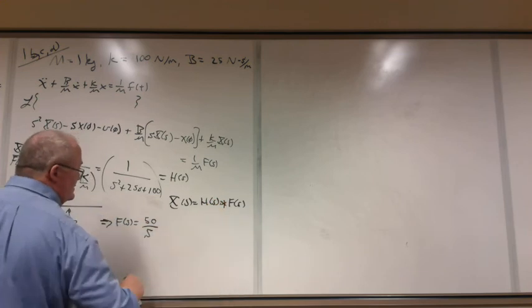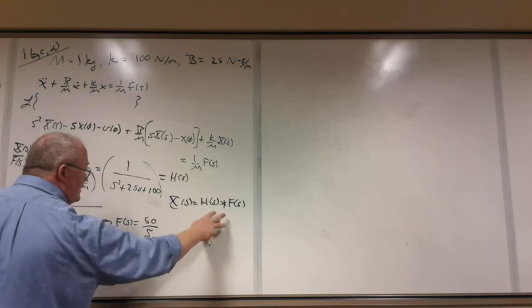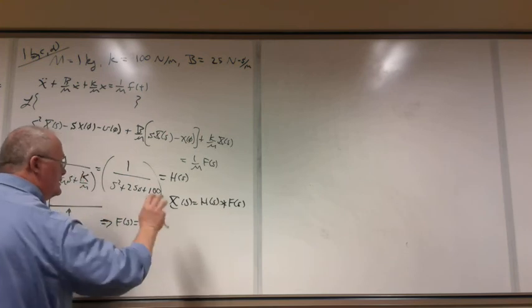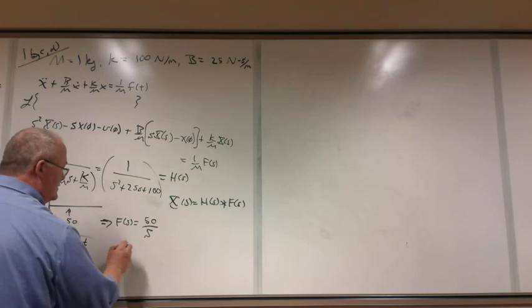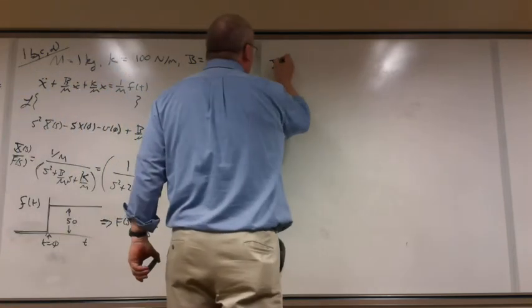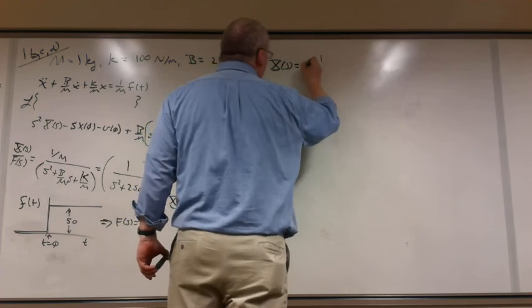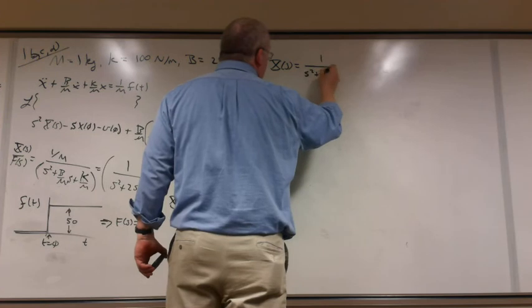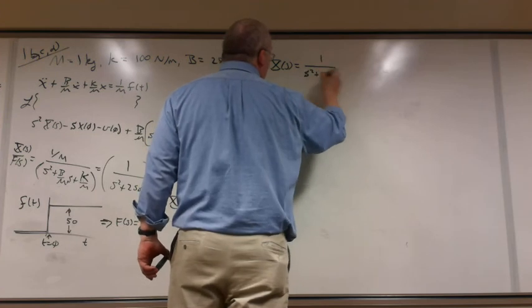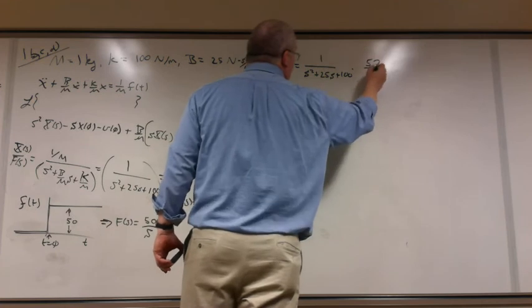You're actually not supposed to use that notation in some senses. That's called convolution, but we'll use it as times. And so for this particular problem, X(s) is going to be equal to 1 over s squared plus 25s plus 100 times 50 over s.